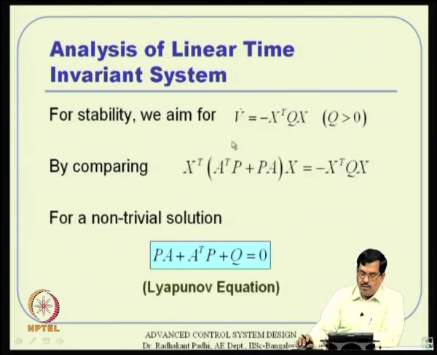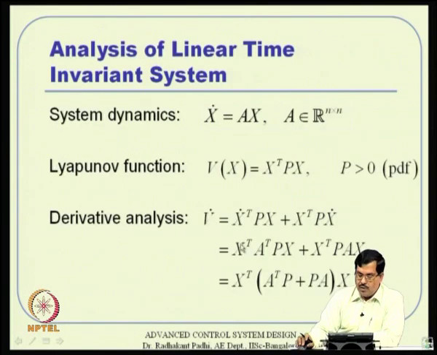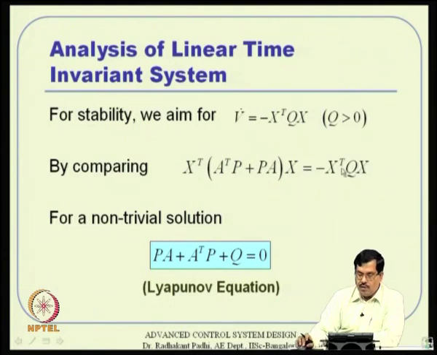So, for stability, we aim for a negative definite V dot. That means V dot should be something like this, where Q is positive definite, so V dot is negative definite. If you compare this expression with this one, this is the result that you are getting. If you really want a non-trivial solution, that means this equation is valid for all x not equal to 0, then this equation has to be satisfied, and this equation is famously known as the Lyapunov equation.